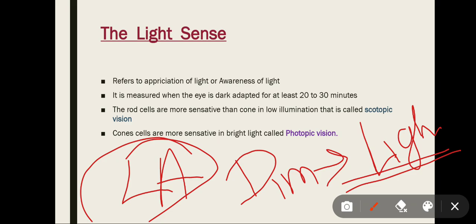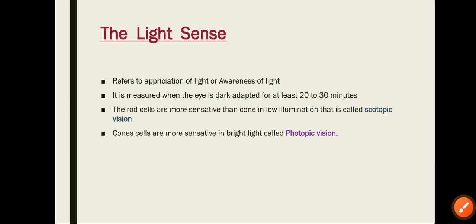Unlike dark adaptation, the process of light adaptation is very quick and occurs over a period of only 5 minutes. Strictly speaking, light adaptation is merely the disappearance of dark adaptation.